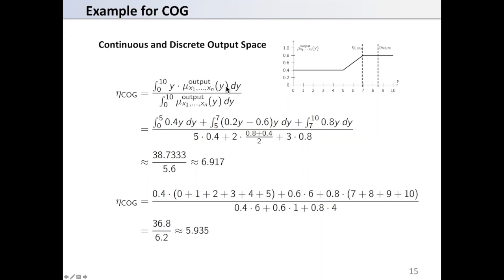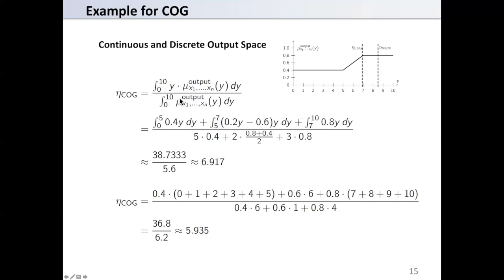For the membership value here, we have three different regions. For this region, from 0 to 5, the membership value is 0.4. And then from 5 to 7, we write the line equation for this line. Again, we multiply with y dy, and here y dy. And for the last part from 7 to 10, the value is 0.8, y dy we have here.